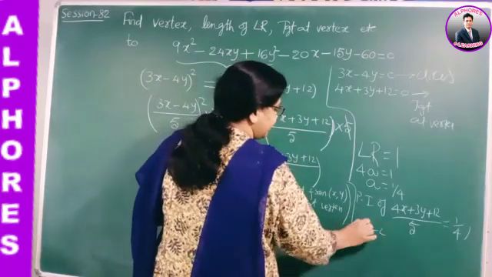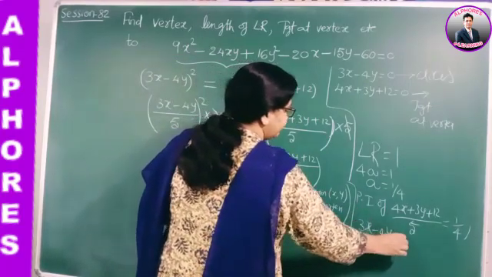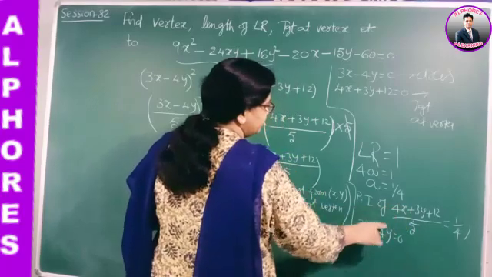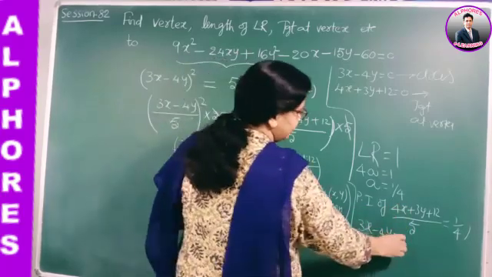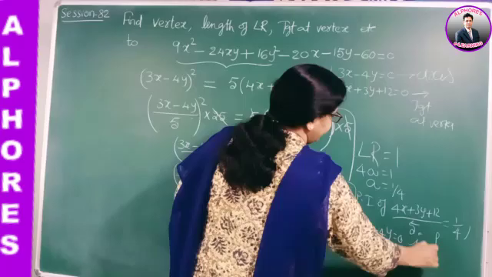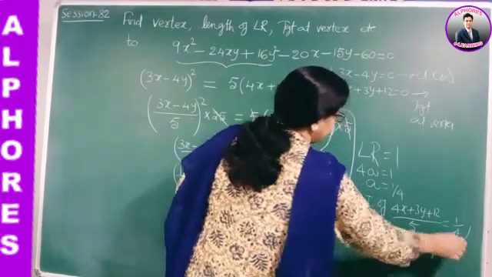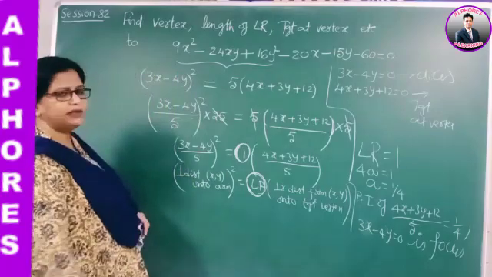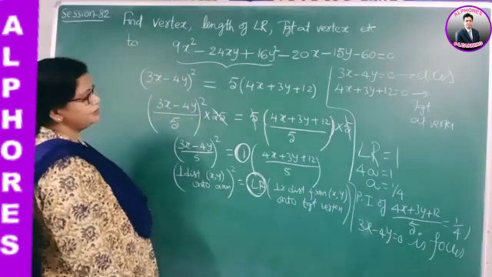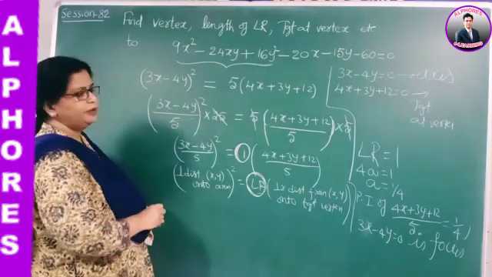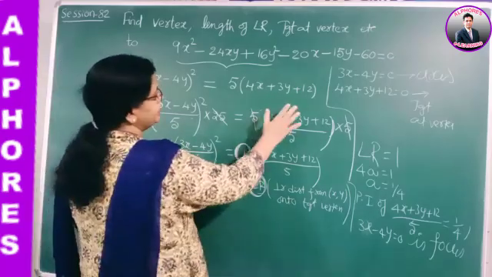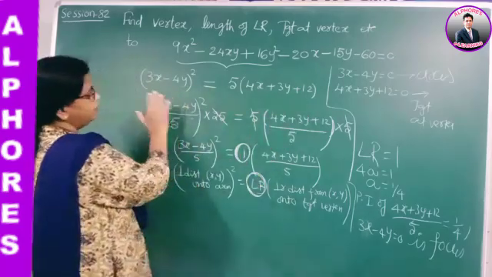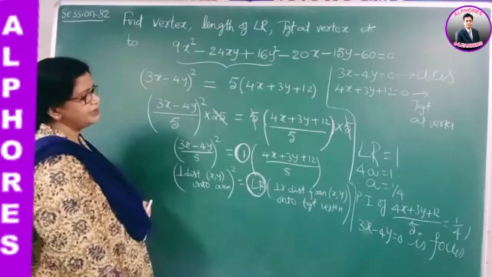Okay, so 3x minus 4y equal to 0. So if you solve these two equations, students, then you can clearly obtain the focus value. Just solve those two equations, whatever answer you get, that is nothing but the focus. That means focus is nothing but what here? The point of intersection of X equal to a and Y equal to 0. That is our focus. Okay.